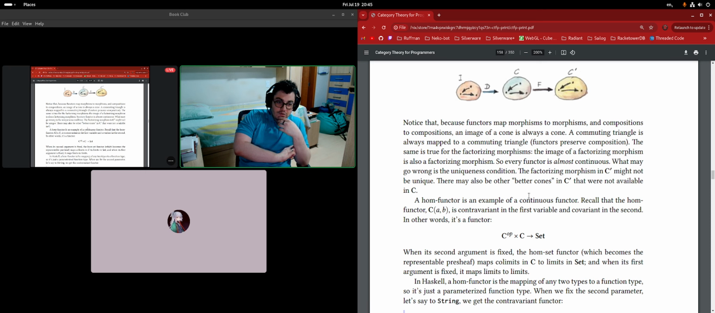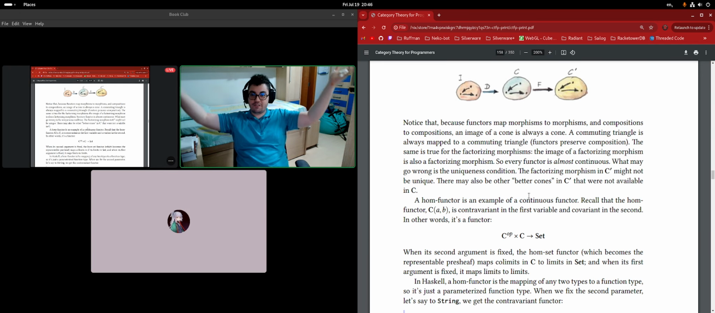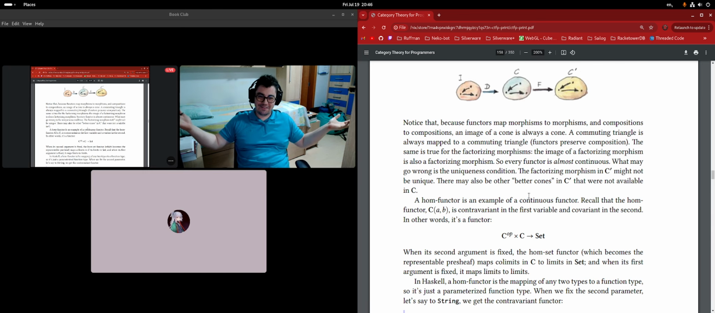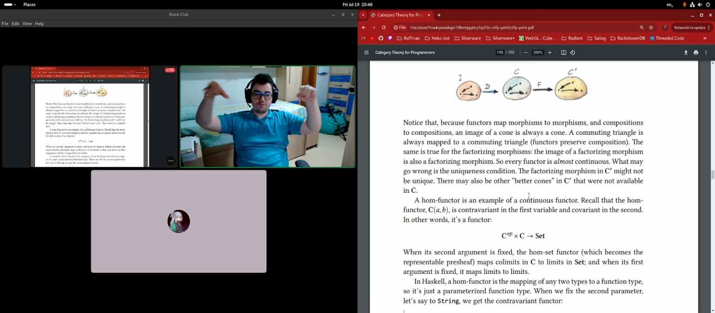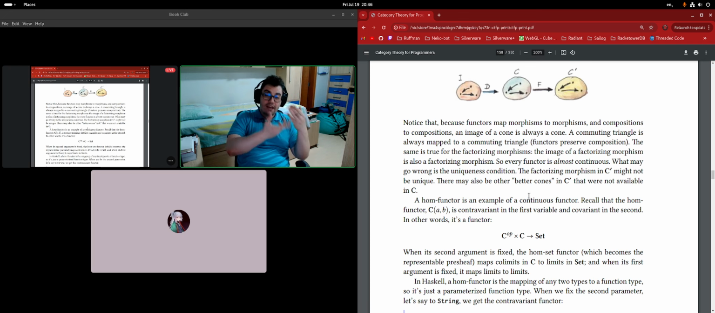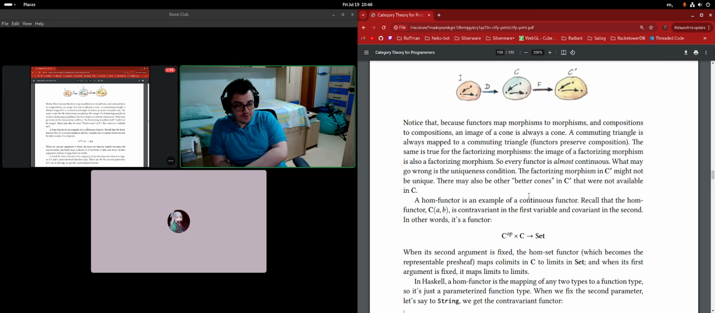There may also be other better cones in C prime that are not available in C. That follows because maybe the other category that you're going to has more stuff. Yes, it has more stuff. And if that's the case, you cannot map all the elements of the first category into the second one because the thing needs to be unique, which basically means that we're gonna have some things hanging on the other category, and those things hanging may compose and create a better cone. Yes. So yeah, a home functor is an example of a continuous functor.